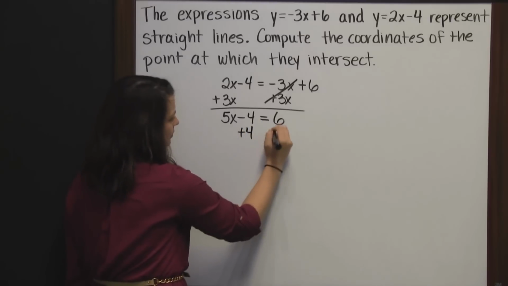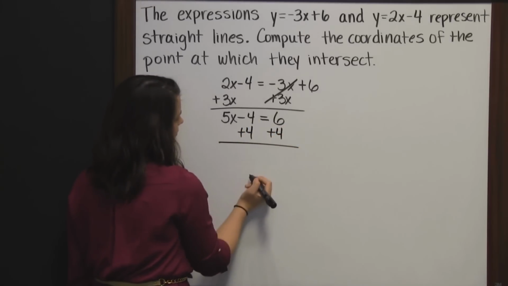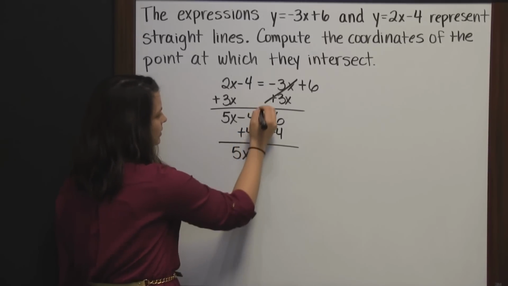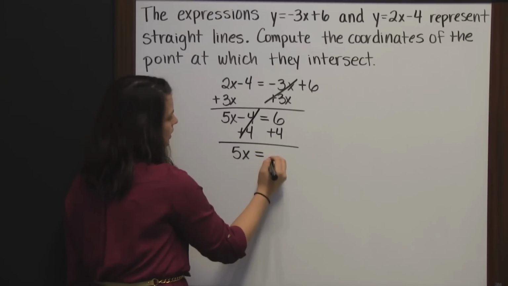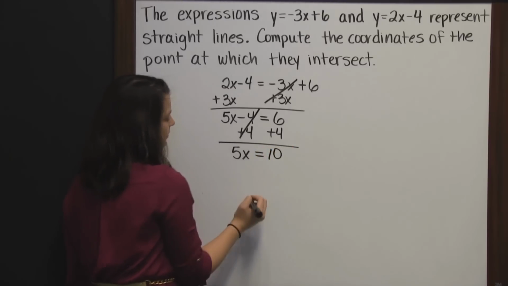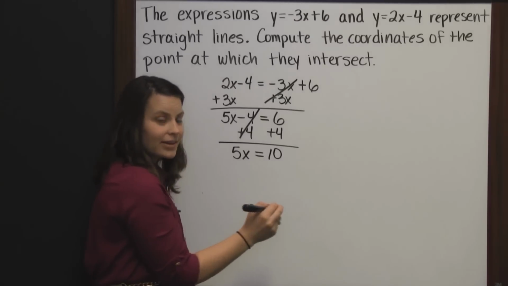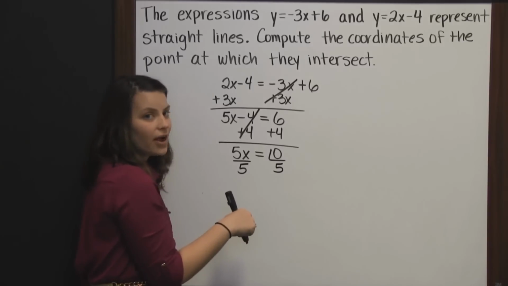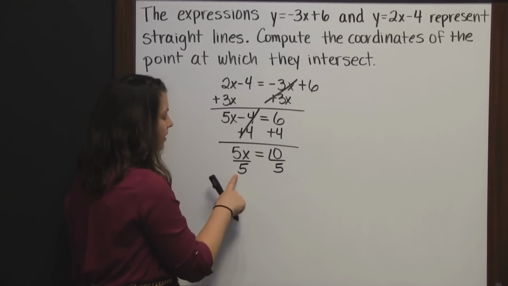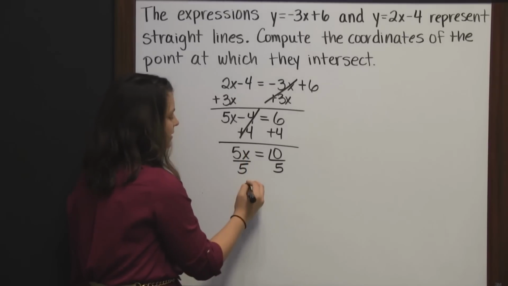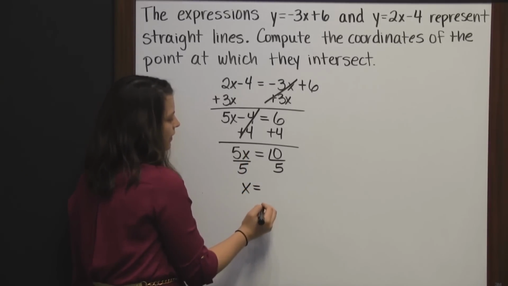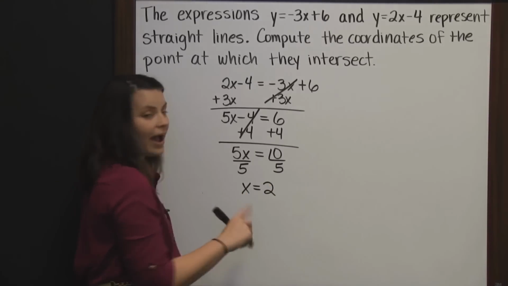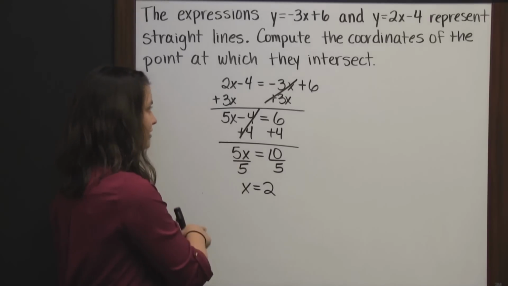Now we need to add 4 to both sides. Bring down the 5x. Negative 4 plus 4 is 0 equals 10. And finally, we need to divide both sides by 5 to solve for x. 5 divided by 5 is 1, times x is x, and that equals 10 divided by 5, which is 2. We're halfway there now. We've found what x is.